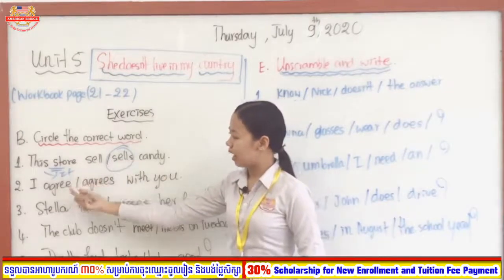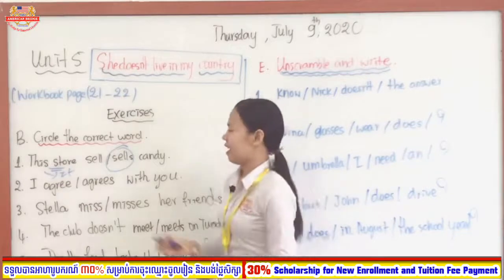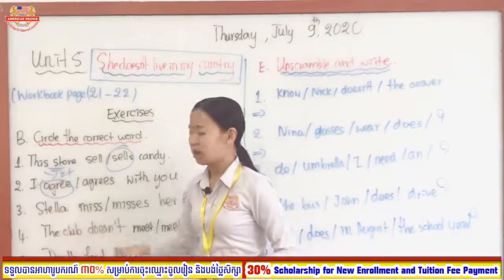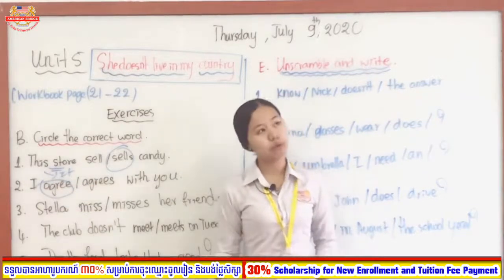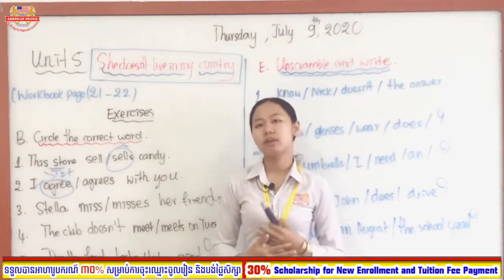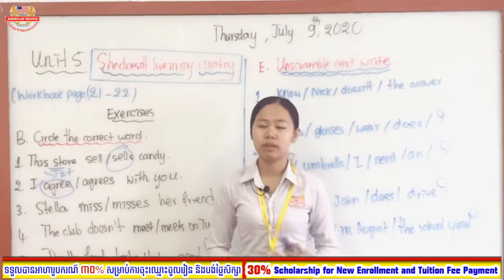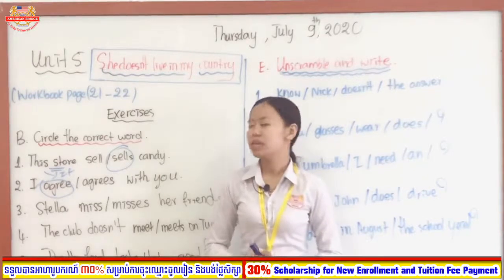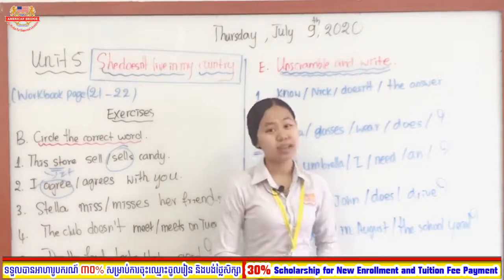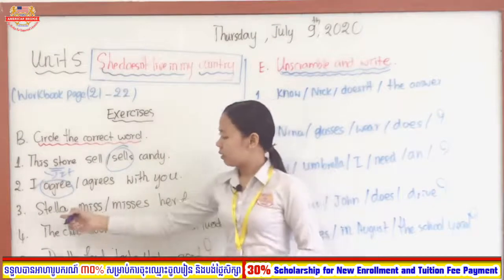How about number 2? I agree or agrees with you. Excellent, very good, right? So agree, no s, because I, you, they is not third person singular, right? So you just put the verb into the present verb or the infinitive verb. So no s, no ies or es. Understand? So I agree.